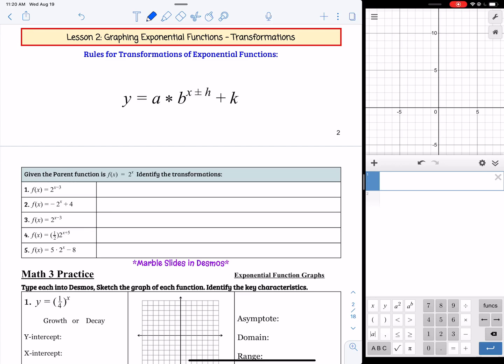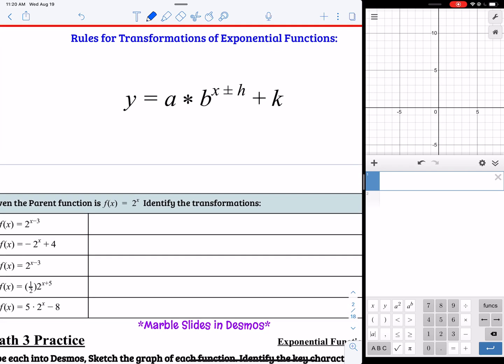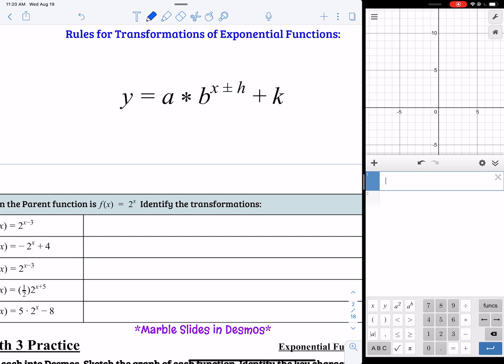In this video, we're going to take a look at the transformations of exponential functions. So let's first write down the rules of transformations. And there's good news. The rules for transformations really stay the same. The function you're looking at is what changes. So the shape of our graph might change, but the rules of transformation stay the same.